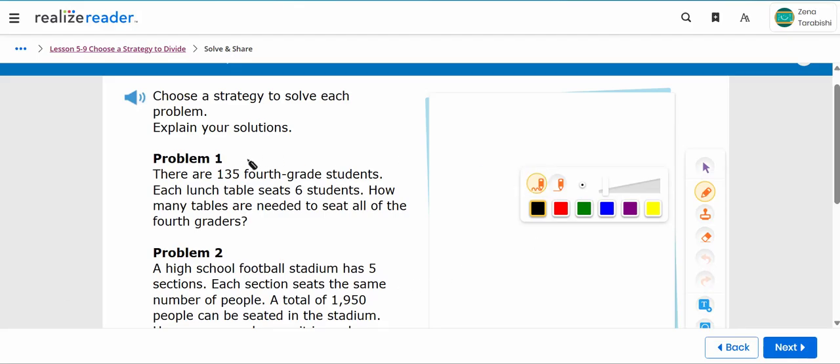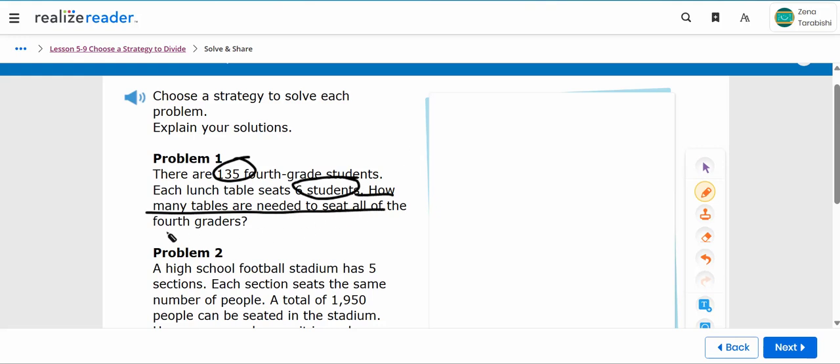So in the first one, we can go ahead and annotate our question, 135, and we know that there's 6 students per table. We need to figure out how many tables are needed for all of the fourth graders. So we're starting from 135, and we're dividing it by 6. And so in long division, that would look like this, 6 and 135.